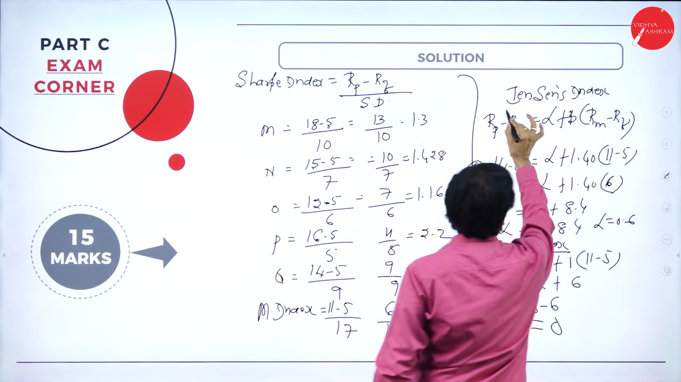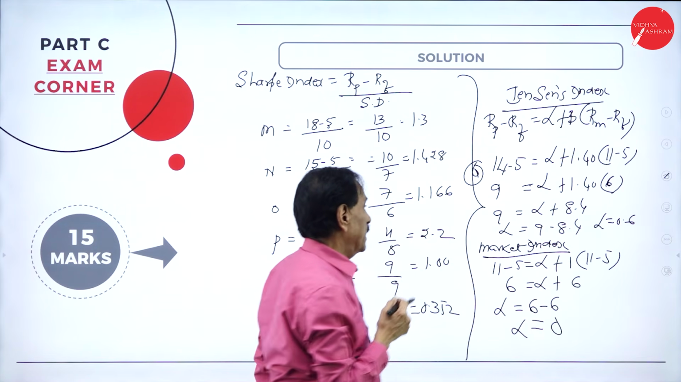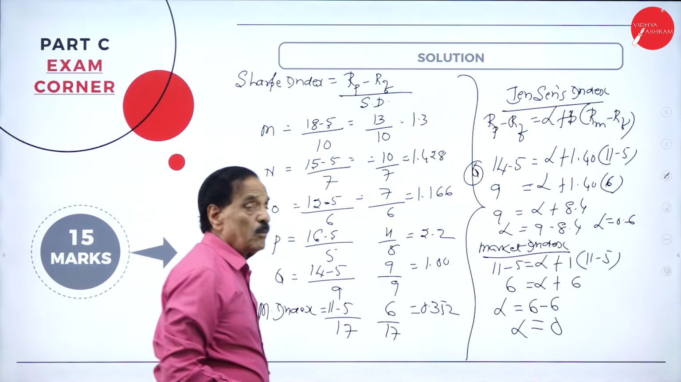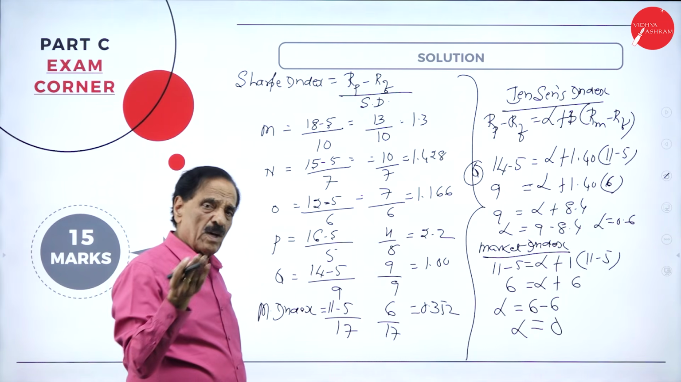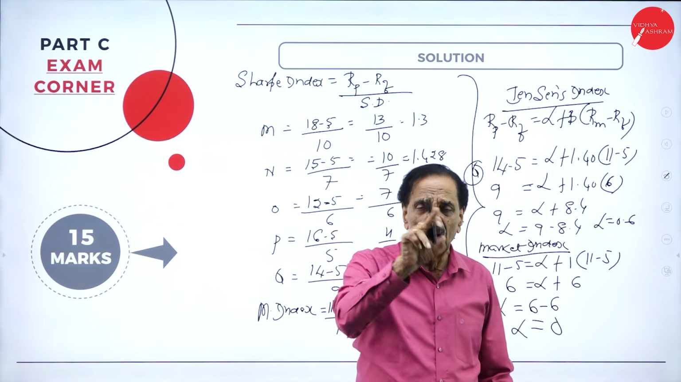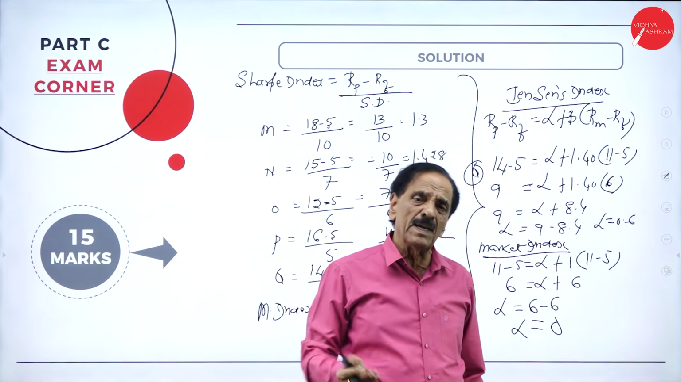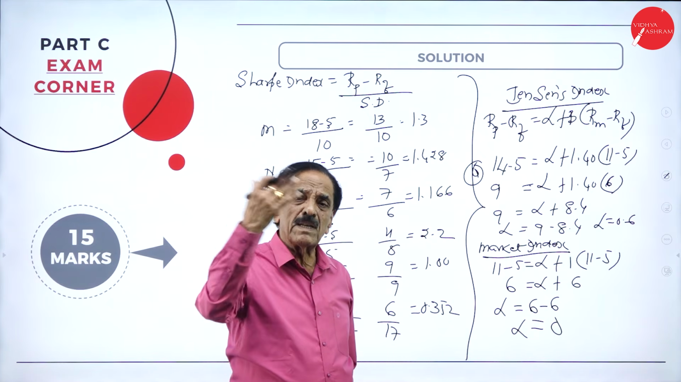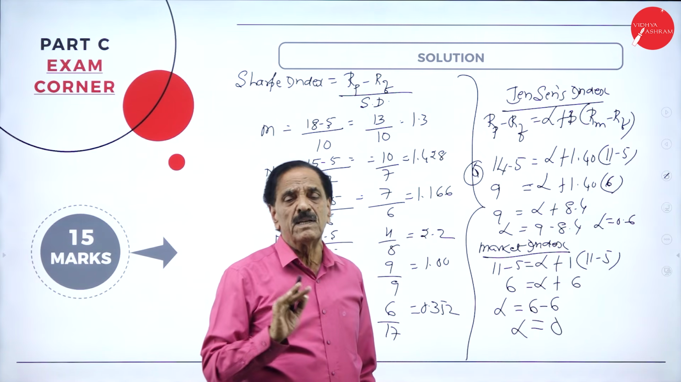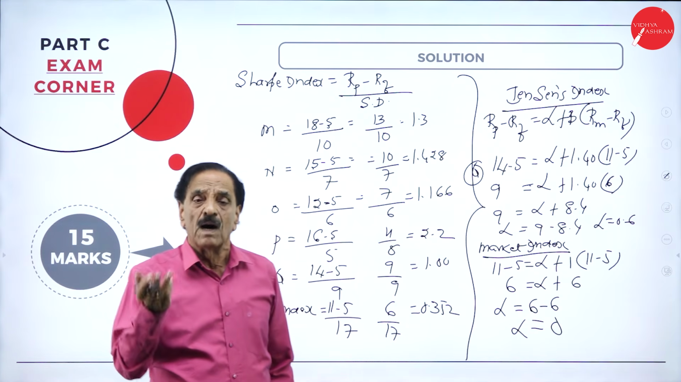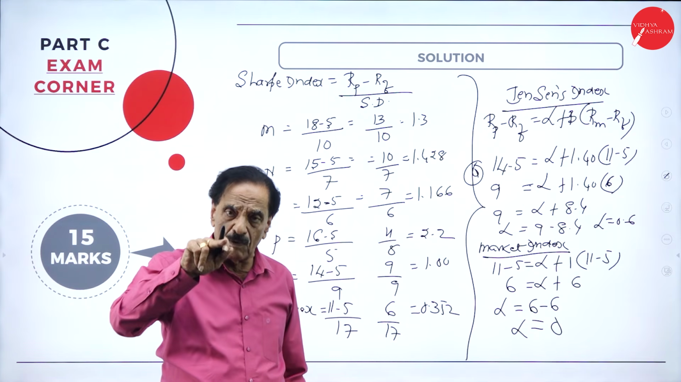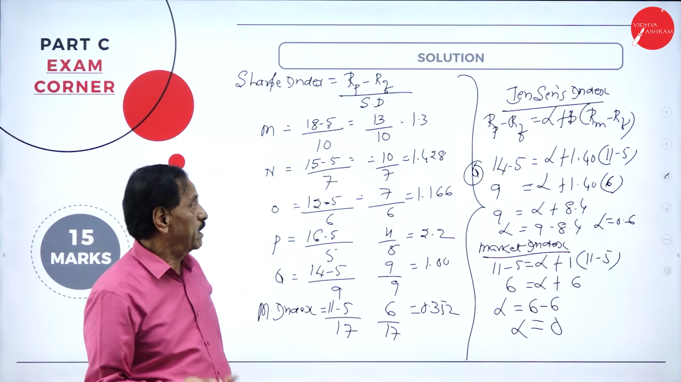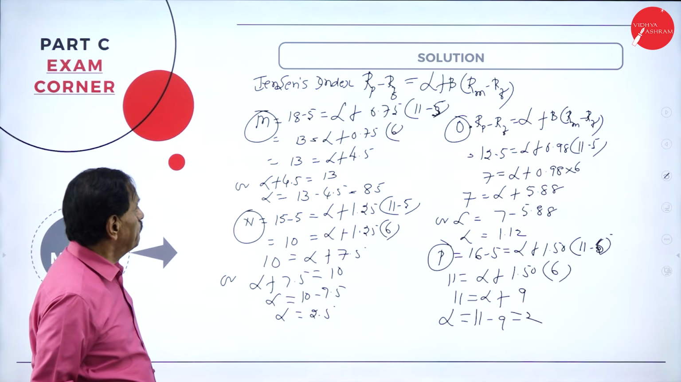Jensen index formula I have written. So Q and market index I have done here. And this is the formula. Treynor's index: RP minus RF divided by beta. Sharpe index: RP minus RF divided by standard deviation. Jensen index: RP minus RF is equal to alpha plus beta into RM minus RF. Just application. We'll move to next problem.